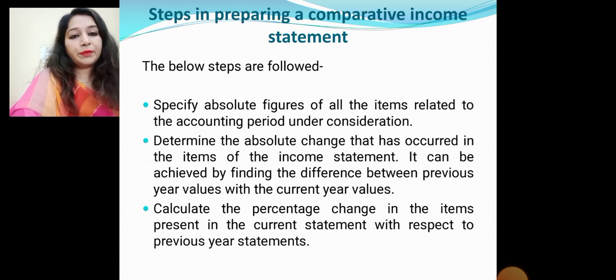The steps in preparing the comparative income statement. These are the steps. Specify absolute figures of all the items related to the accounting period under consideration. Determine the absolute change that has occurred in the items of the income statement. It can be achieved by finding the difference between the previous year value and the current year value. Calculate the percentage change in the items present in the current statement with respect to the previous year statement.